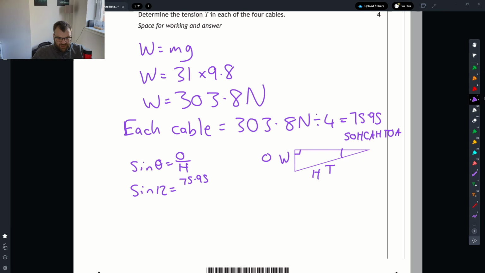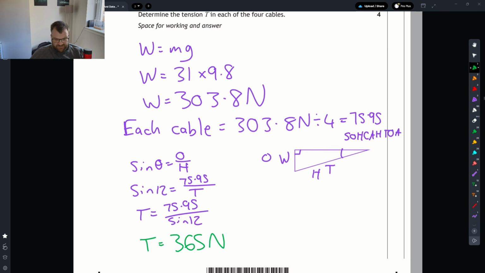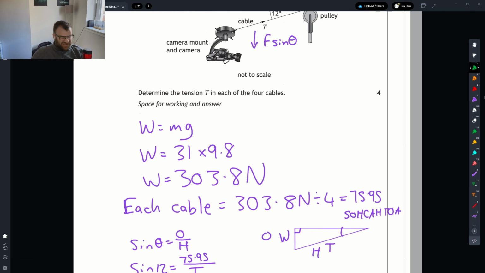the tension in one of them, all over our tension. Rearranging it then, T, our tension, is going to be 75.95 over sine of 12. And T comes out as 365 newtons. So if you're ever unsure of which way around it is, the triangle seemed to have helped me there.